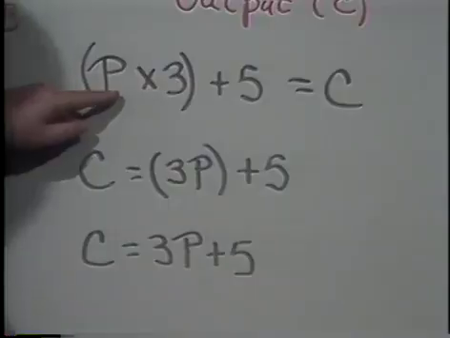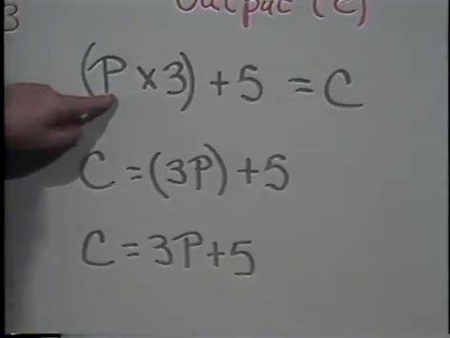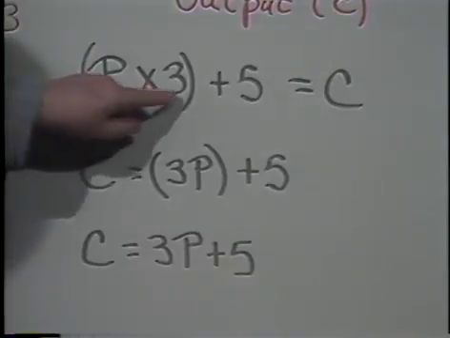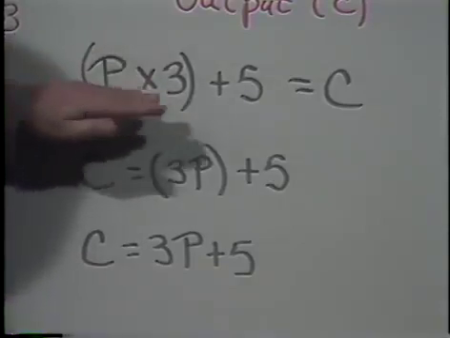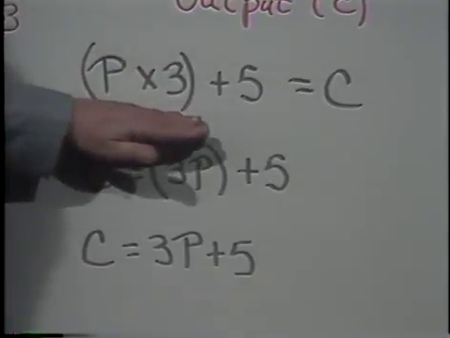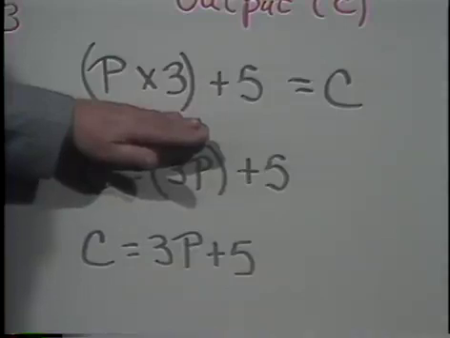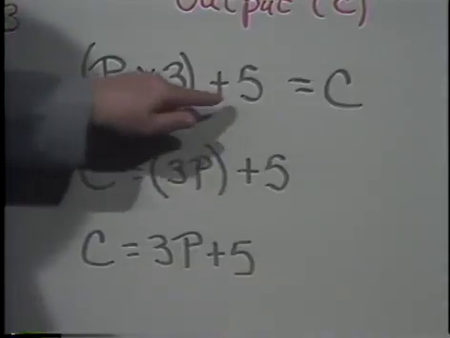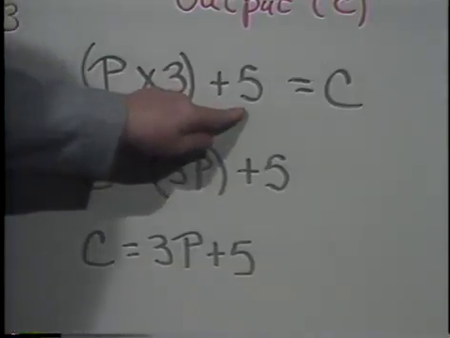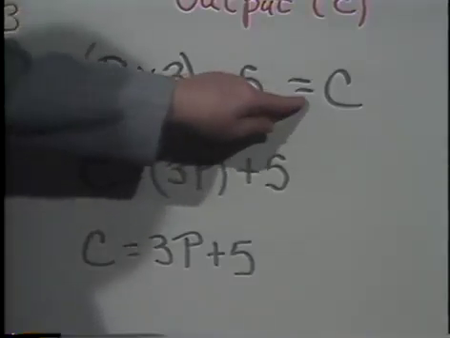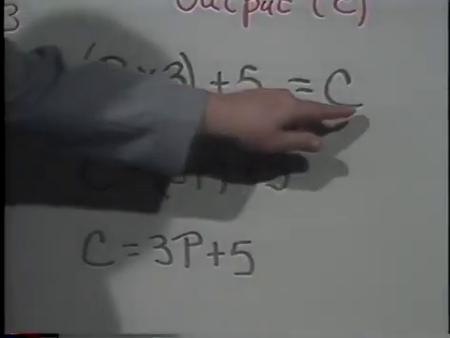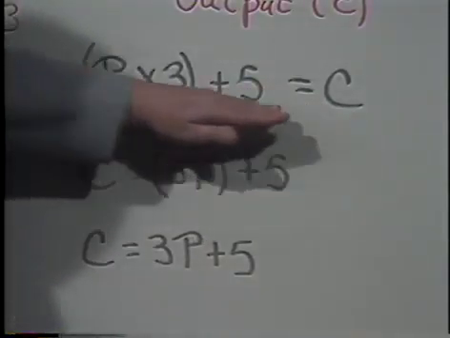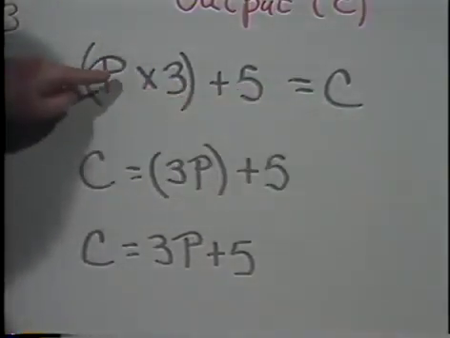What we say is, okay, take the number you're going to start with, that's P, isn't it? Multiply by 3, well, that's P times 3. Then we put this in parentheses to indicate that that's now our new answer. Remember, everything inside the parentheses is one number. Then what did you do next? You added 5. Then you said, and the answer is, the equal sign takes the place of the word is. The answer is C.